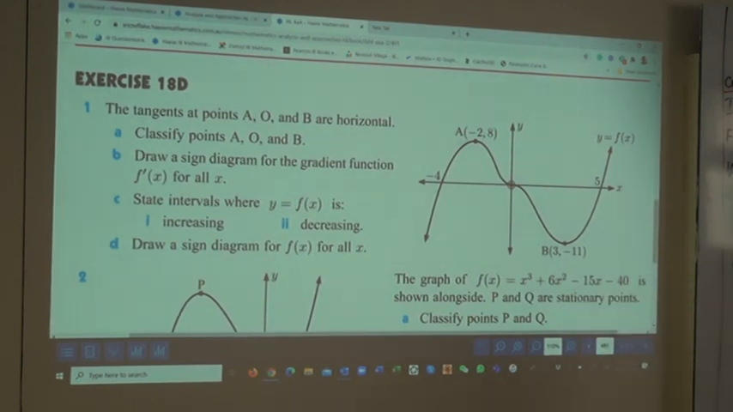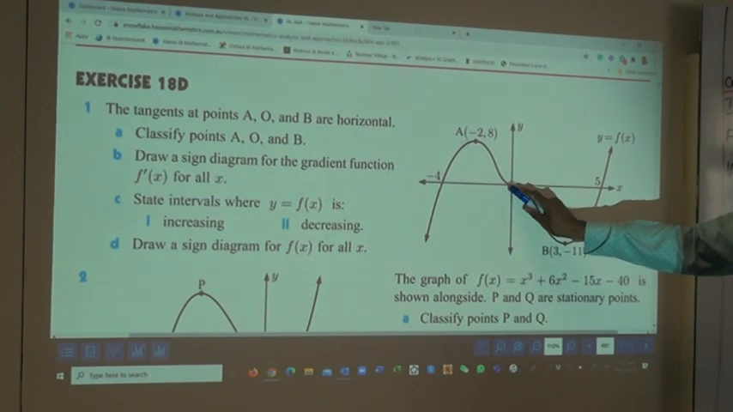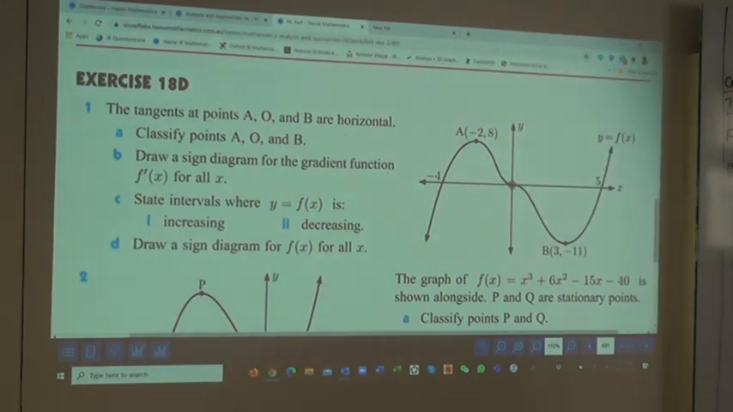What about B? Local minimum. B is a local minimum point. Here is neither maximum nor minimum, right? But it's also a turning point. We call this the point of inflection. That is what we are going into later. Understand?